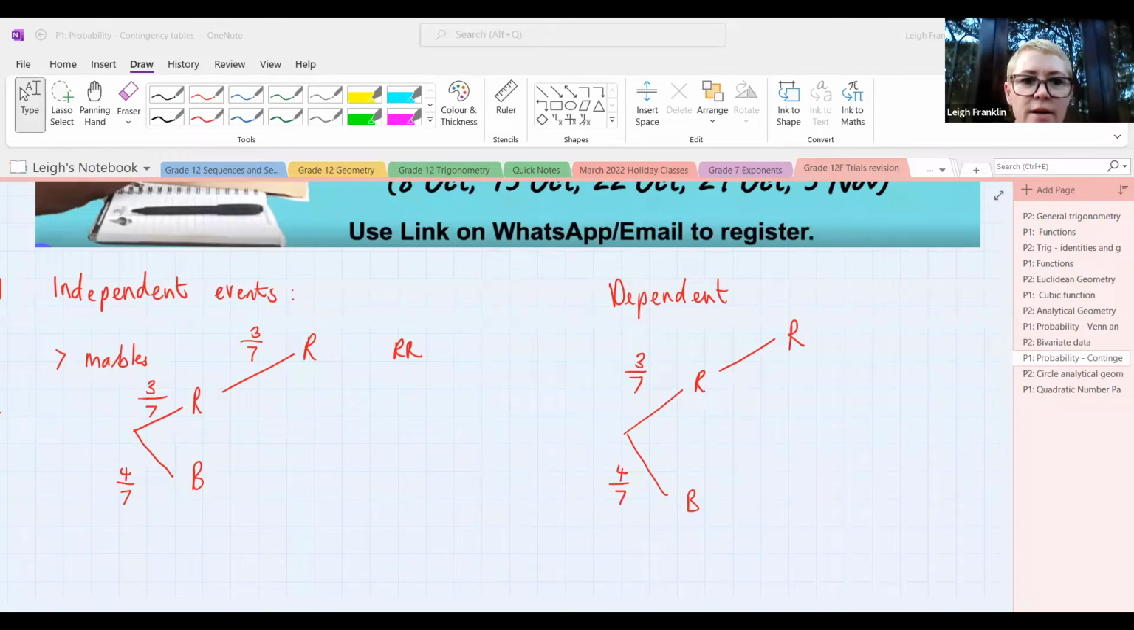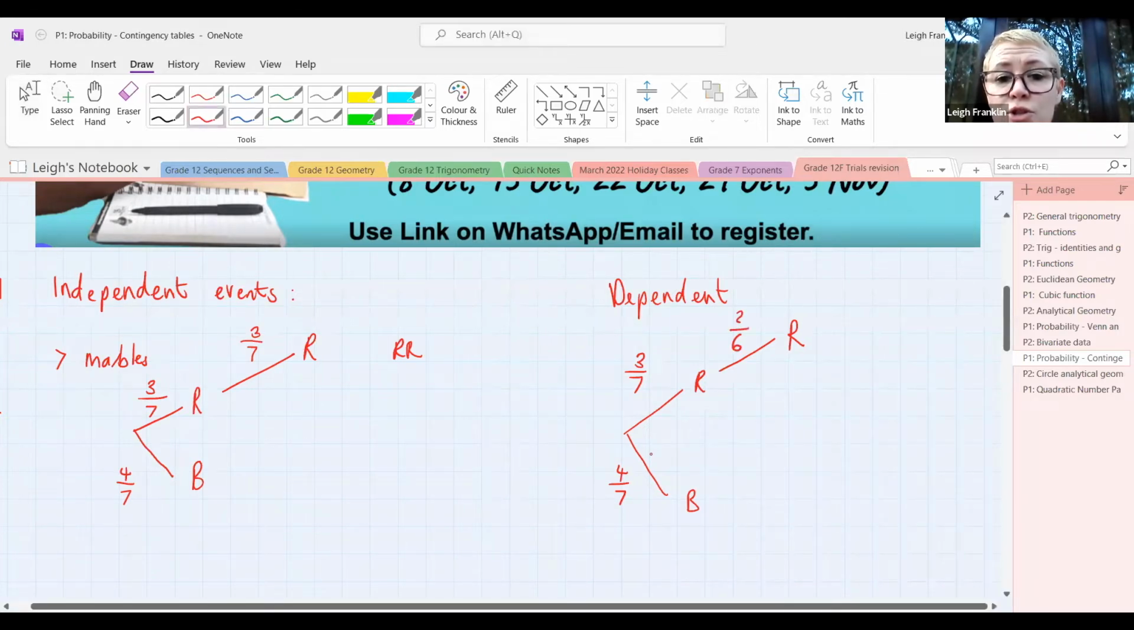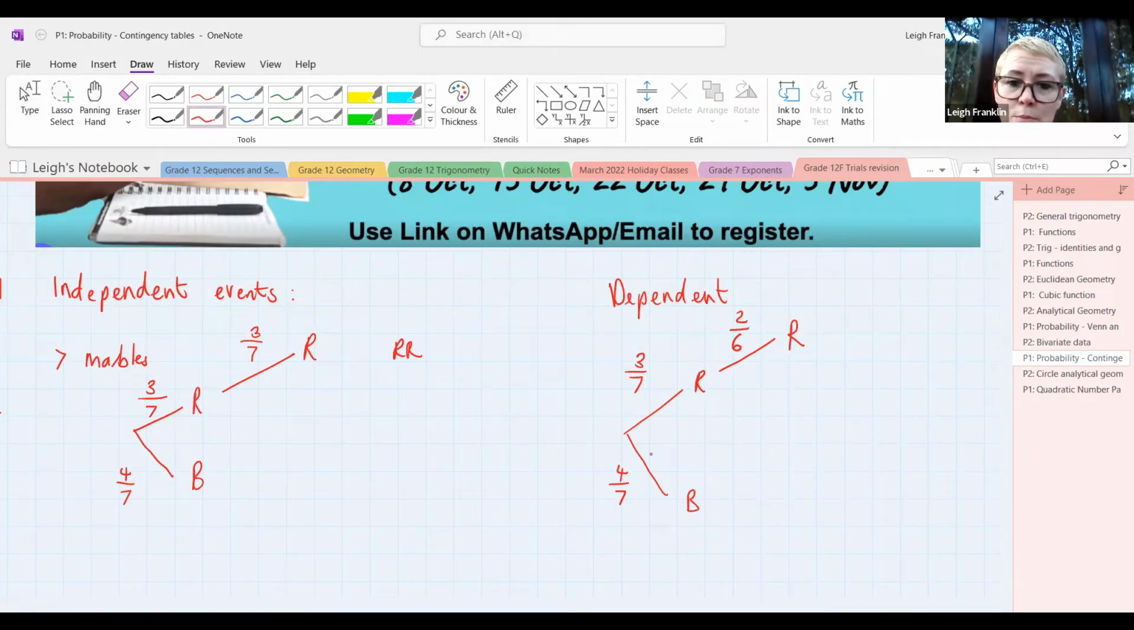Okay, Sipasihle, Nick, your answers are correct. Liam, there are not going to be 7 marbles left in the bag, because remember, I've taken a marble out, looked at it and put it on the side. I haven't put it back into the bag. So there are now 6 marbles in the bag, only 2 of which are red. So my outcome for choosing the second red depends on what happened with the first. So these are dependent events.